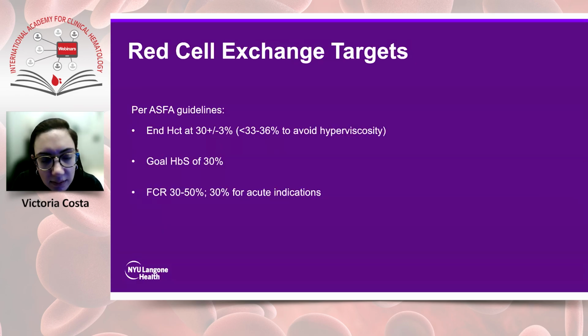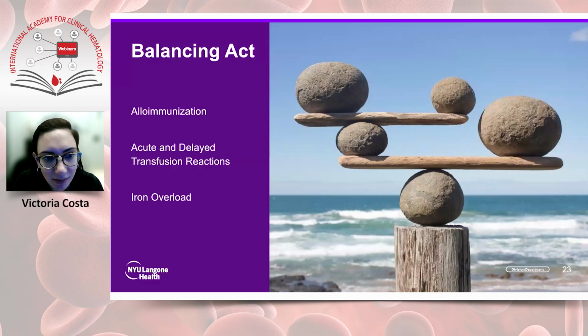Per the ASFA guidelines, the targets for red cell exchange include targeting an end hematocrit at the end of the exchange of 30 plus or minus 3%, and to stay underneath 33 to 36% to avoid risk of hyperviscosity, and to target a goal hemoglobin S beneath 60%. That's kind of the main standard. There might be some variability from institution to institution. And it is a balancing act.